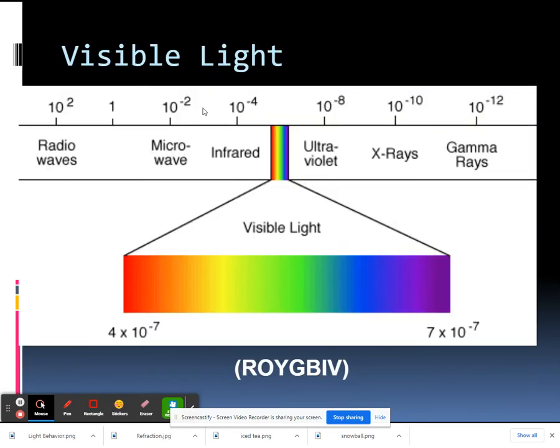So again, this is a very, very small portion of what exists that we can see. So we've covered radio waves, we've covered microwaves, we've covered infrared. Then we have the visible light, red, orange, yellow, green, blue, violet, and then ultraviolet.